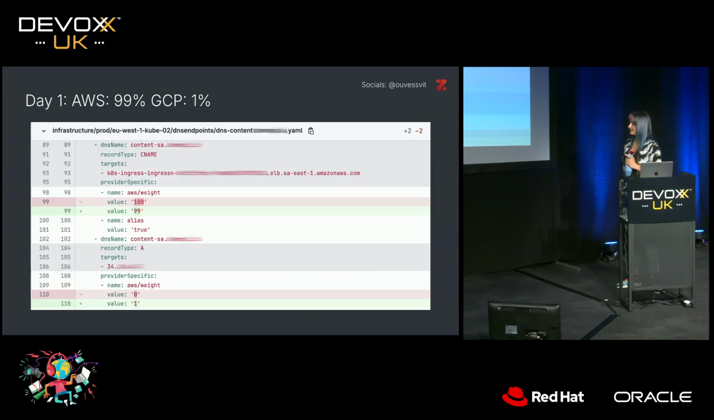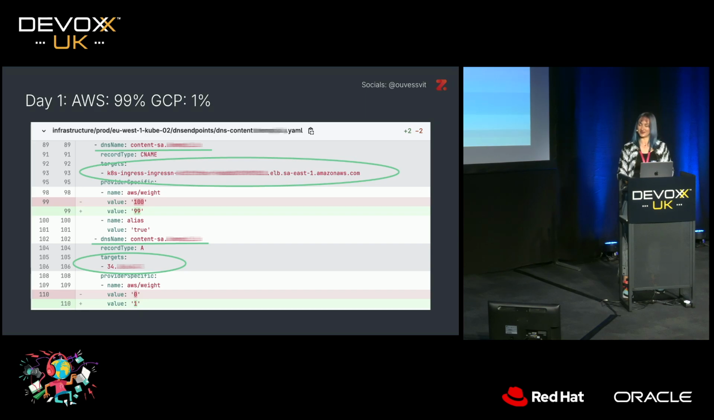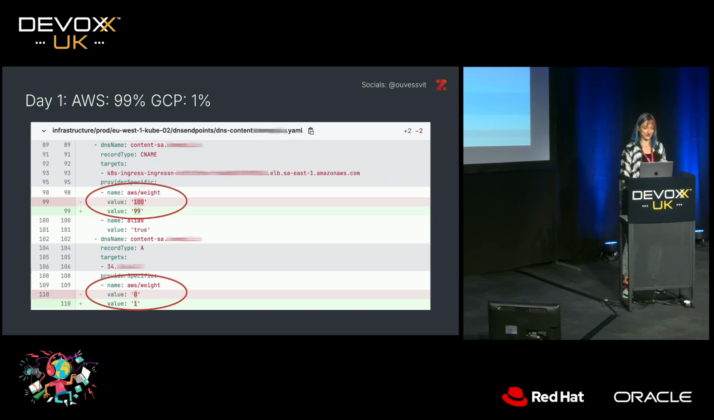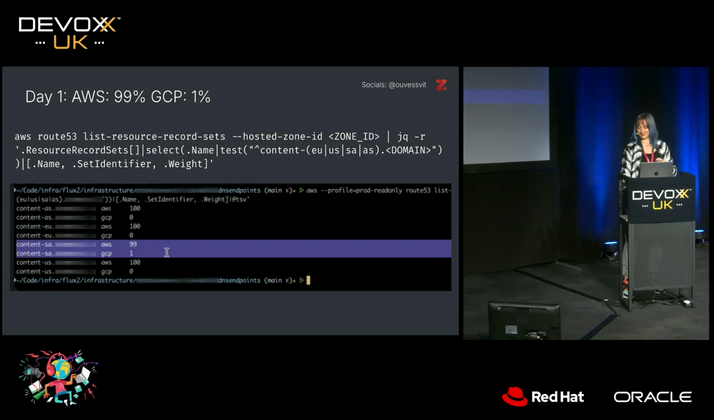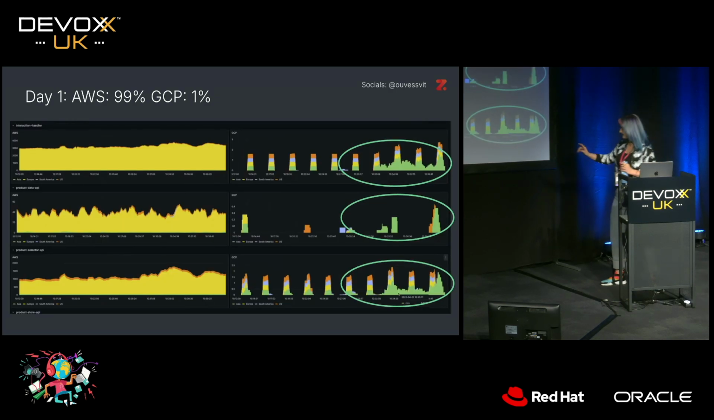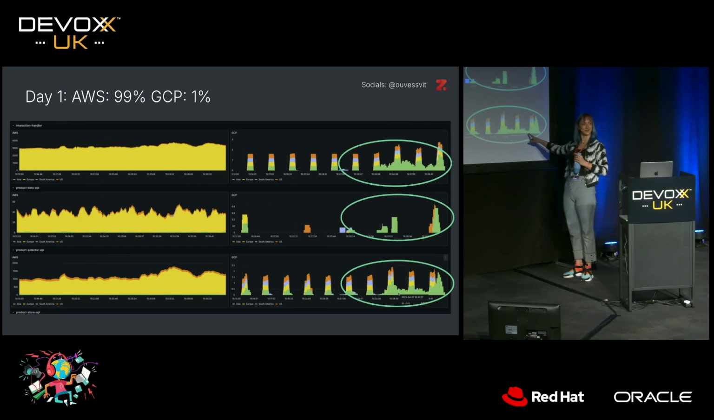And then we changed to 99% on AWS and 1% on GCP because we didn't know yet if it's going to work at all. And you can see that the CNAME points to Kubernetes ingress on Amazon and then just an A record for GCP. We did region by region. Southeast Asia, no, South America. Observed that it took effect, and then observed the traffic going up.